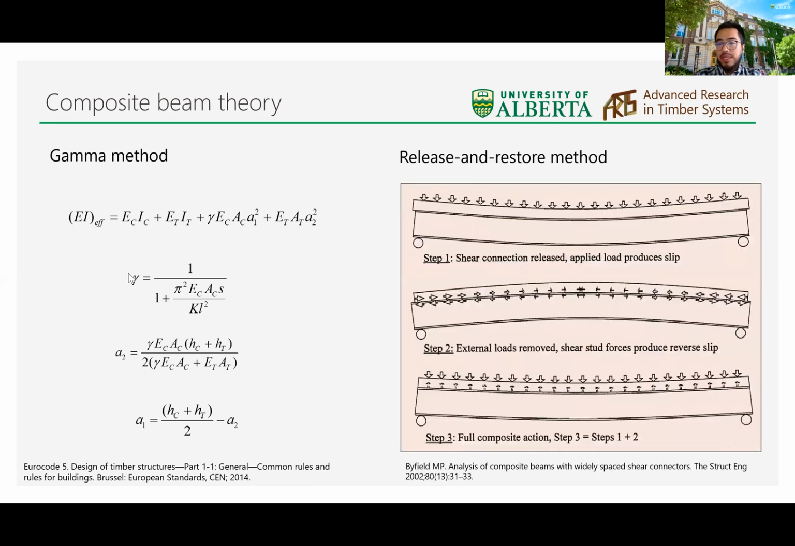Byfield proposed a release and restore method for the composite being connected with widely spaced connections. But in his model, the connections are assumed to be rigid, which means there is no relative slip at the locations of connections. The notched connections are not perfectly rigid, so the Byfield's method can lead to overestimation of the floor bending stiffness. Next, I'm going to talk about how to modify this release and restore model to account for the flexibility of the connections.